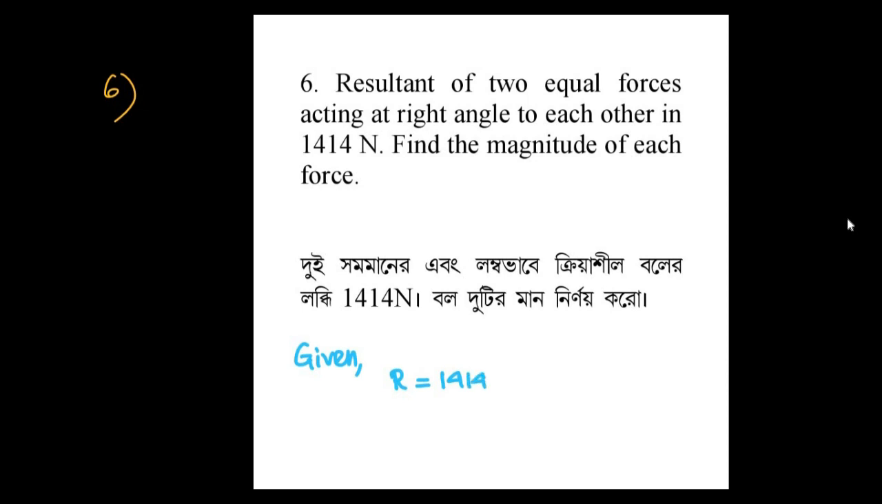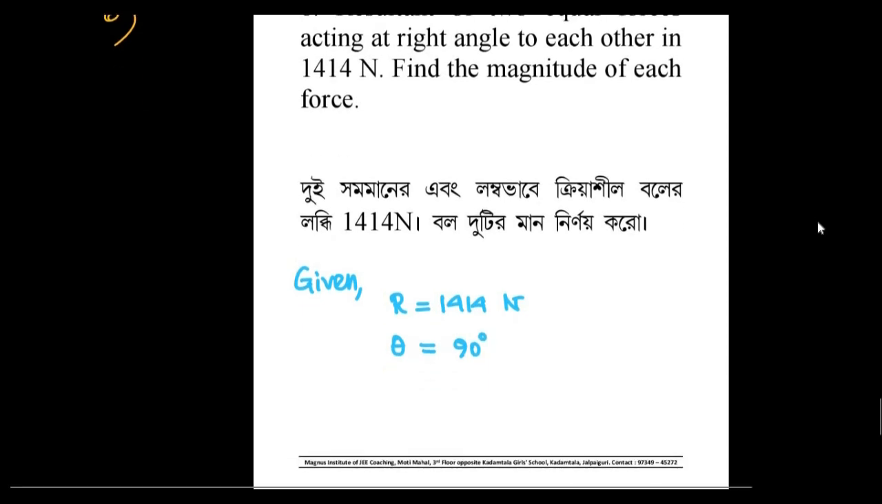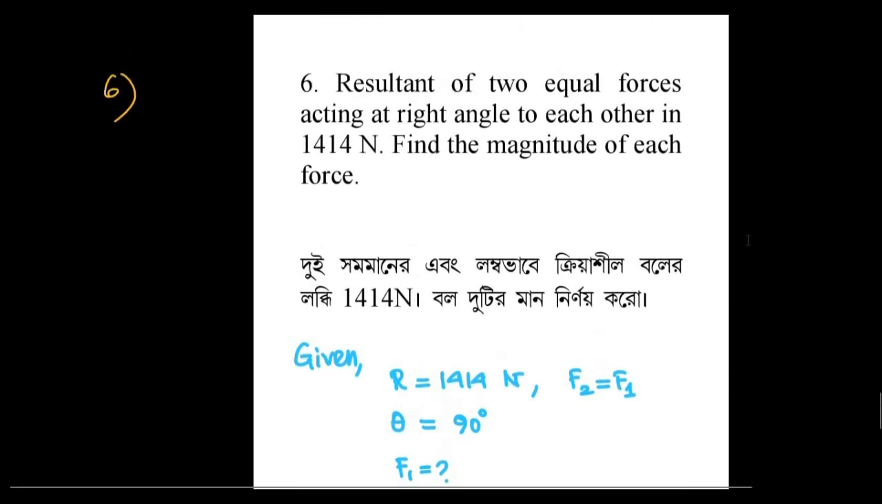Here the magnitude of resultant force R is equal to 1414 Newton, and theta is equal to 90 degree, because two equal forces are acting at right angle to each other, and the two equal forces are F1 and F2. That means F1 equal question mark and F2 equal question mark, and here F2 is equal to F1.